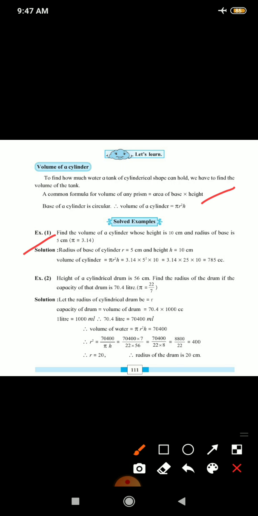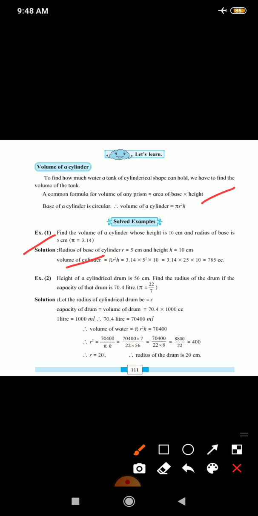Let me explain to you. First one, find the volume of a cylinder whose height is 10 centimeters and radius of the base is 5 centimeters, and the value of pi is given to be 3.14. Solution. Radius of the base of a cylinder r is equal to 5 centimeters and height h is equal to 10 centimeters. So, volume of the cylinder is equal to pi r square h, that is equal to 3.14 into 5 square into 10, that is equal to 3.14 into 25 into 10, that if you multiply all this, you'll get 785 cc. Okay, understood?